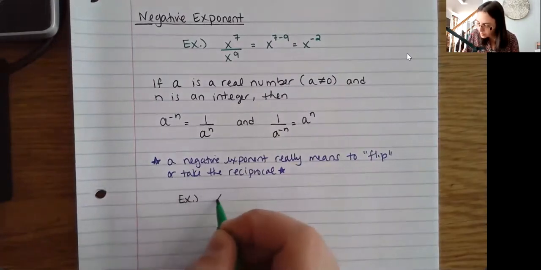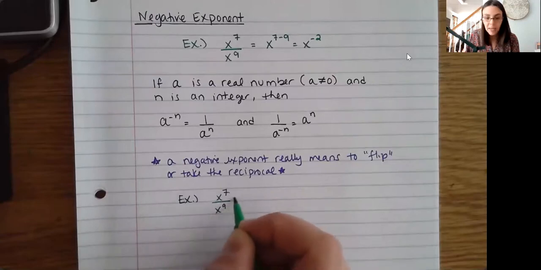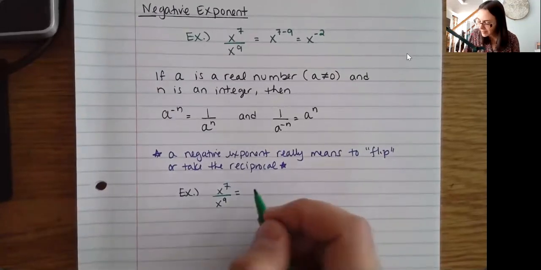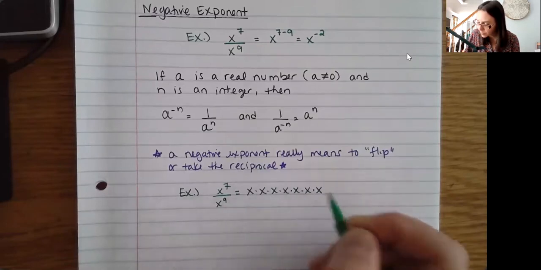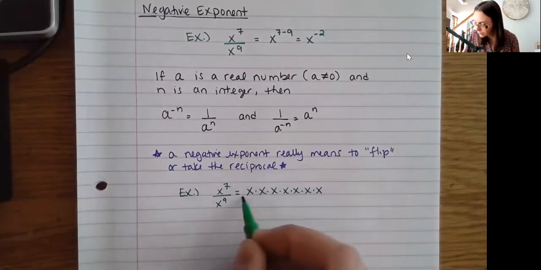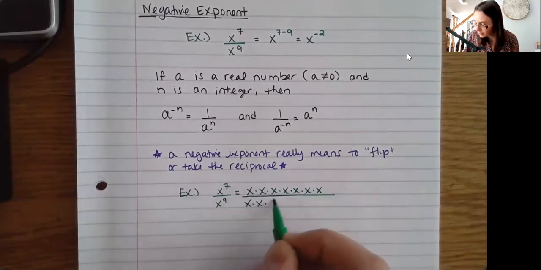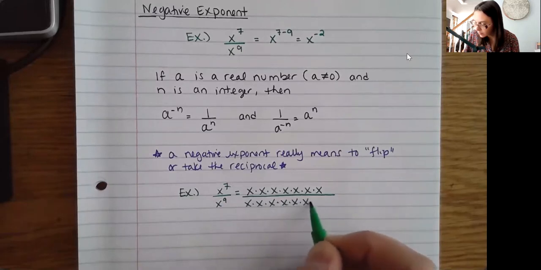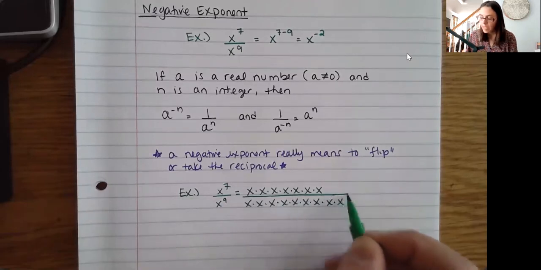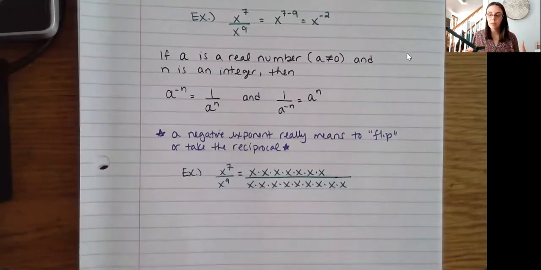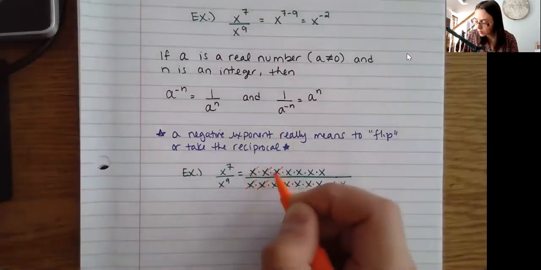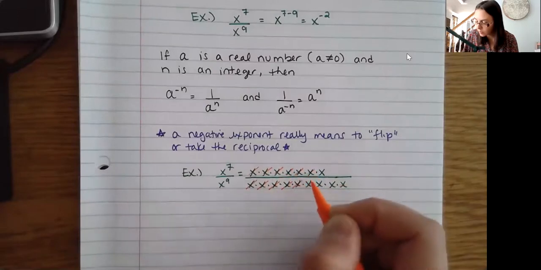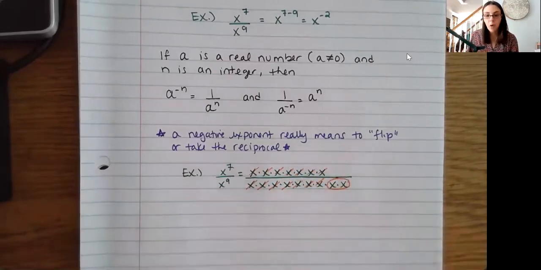I'll do the one above. So x to the 7th, I should have chosen smaller exponents, that's okay, over x to the 9th. So we need to have 7 x's here: 1, 2, 3, 4, 5, 6, 7. And then here I have 9 being multiplied. Just like before, when we simplify a fraction, we can cancel the same factor in numerator and denominator because it gives you a factor of 1. So I can cancel this pair, this pair, and so on, but I have 2 left over.